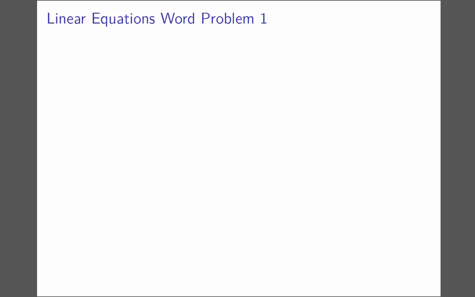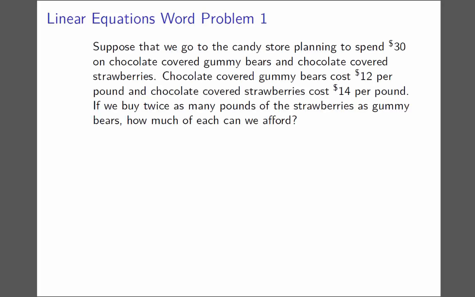In this example, we'll look at an application of our linear equations. Suppose that we go to the candy store planning to spend $30 on chocolate-covered gummy bears and chocolate-covered strawberries. Chocolate-covered gummy bears cost $12 per pound and chocolate-covered strawberries cost $14 per pound. If we buy twice as many pounds of strawberries as gummy bears, how many of each can we afford?